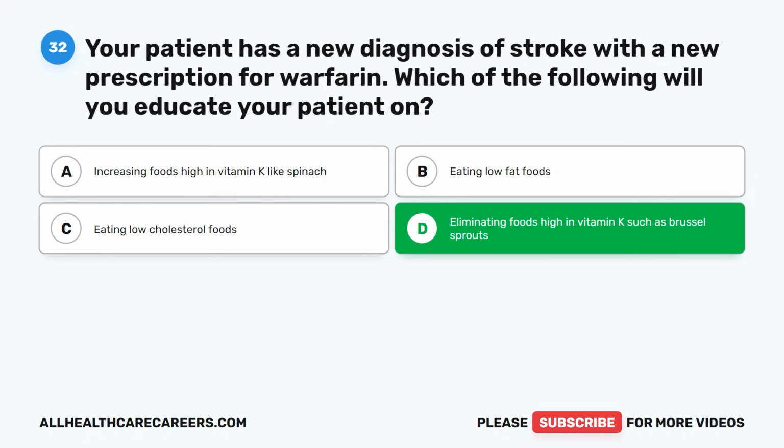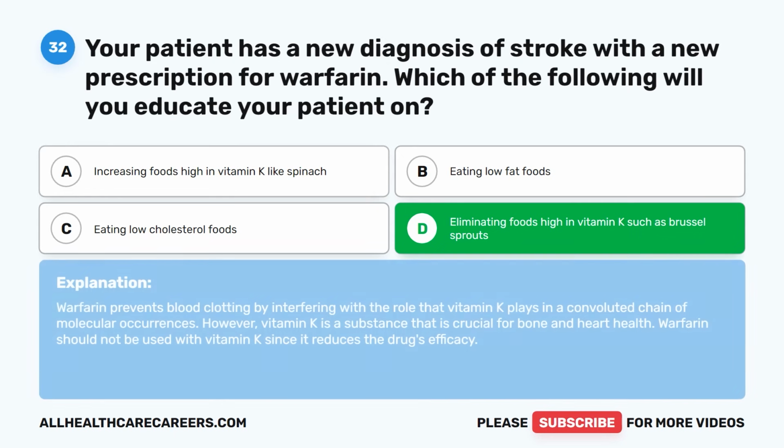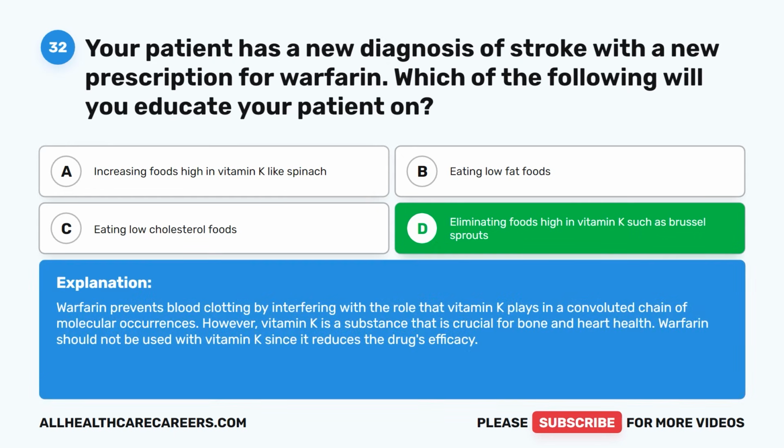Eliminating foods high in vitamin K such as Brussels sprouts. Warfarin prevents blood clotting by interfering with the role that vitamin K plays in a convoluted chain of molecular occurrences. However, vitamin K is a substance that is crucial for bone and heart health. Warfarin should not be used with vitamin K since it reduces the drug's efficacy.